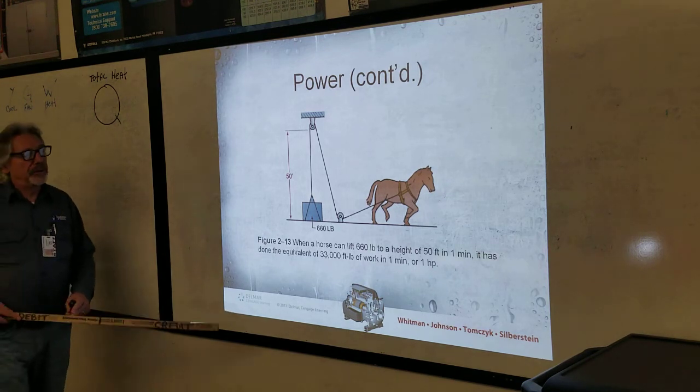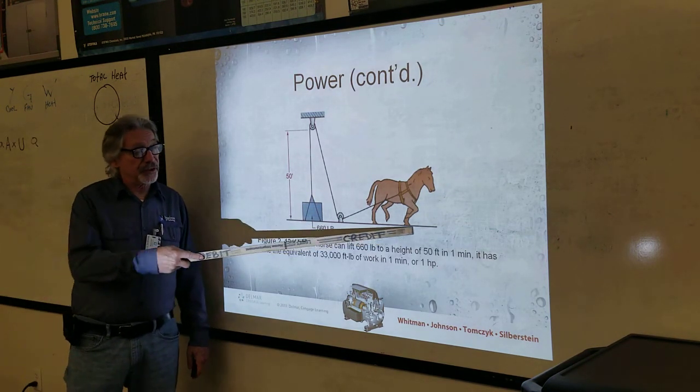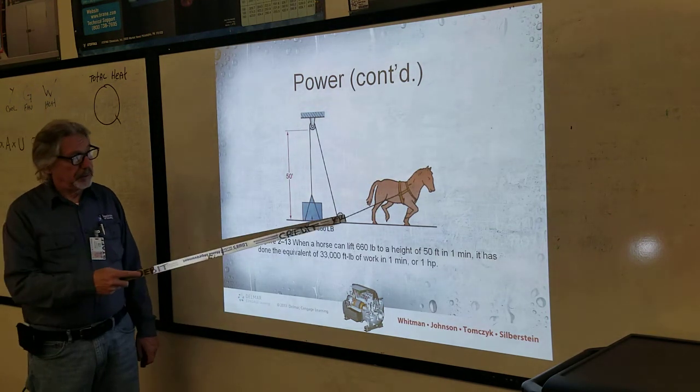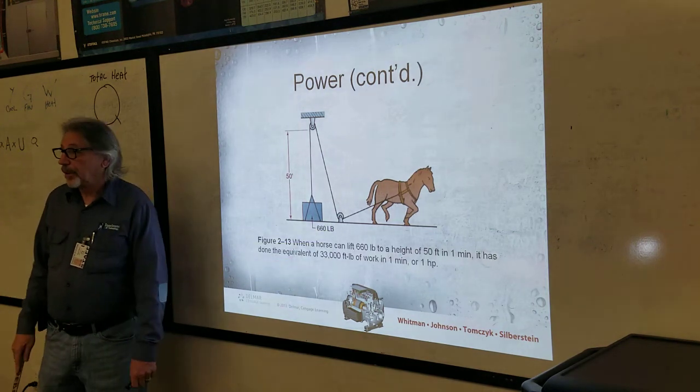So here's your cartoon of a horsepower. As you can see, there's a horse pulling a load. That's 1 horsepower.